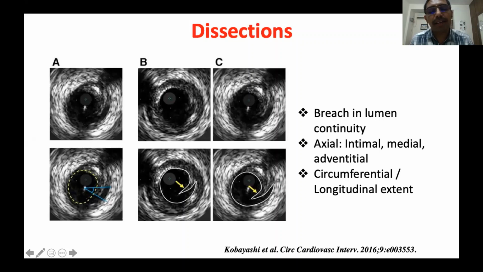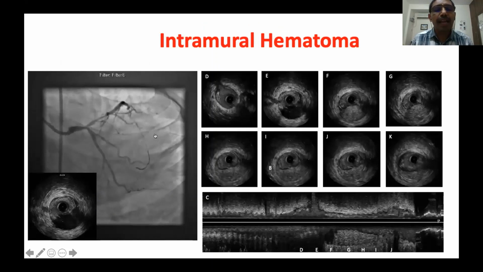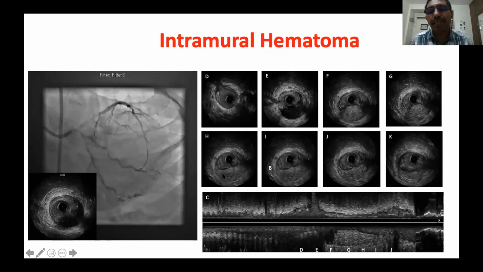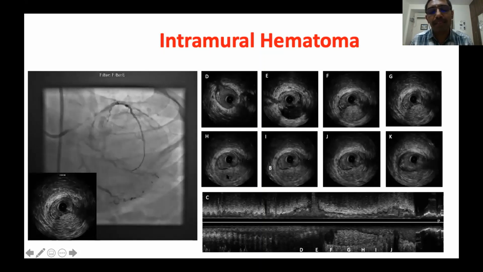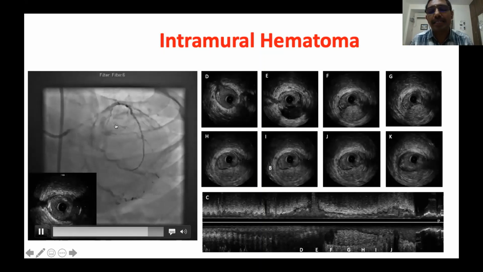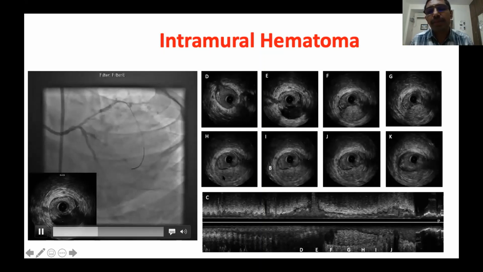We have to specify three pieces of information: what is the axial extent, what is the circumferential extent, and what is the longitudinal extent. And what is intramural hematoma? Intramural hematoma is the accumulation of blood in the medial space. It commonly results from balloon dilatation or stenting. So it is a continuation of dissection.